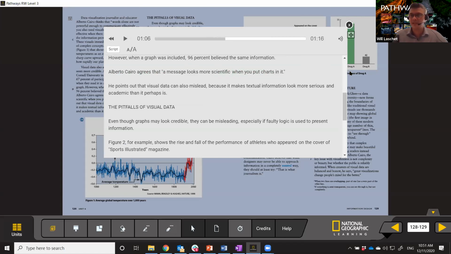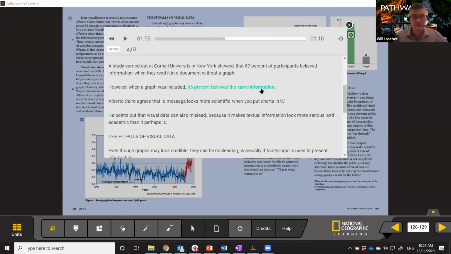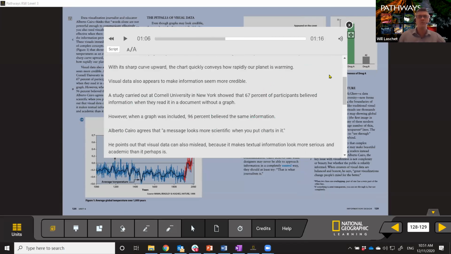Okay, I'm going to pause it there. So I think this is really, really interesting information. So let's see if any of you can remember. They gave us some numbers there. Okay, I'll scroll back so that you can read it. So they talk about people believing information. So maybe you can remember, or maybe you can read it here. So what percentage of people believe information when they read it in a document with no visual? Let's see if any of you can answer that.